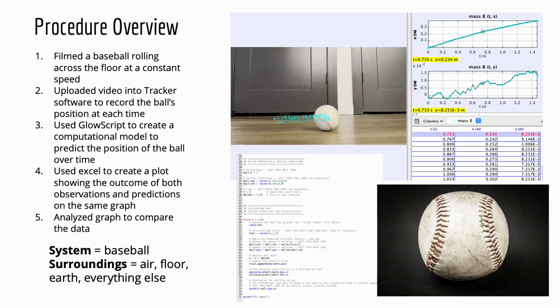I then uploaded the video into Tracker to record the ball's position at each time interval. I then used GlowScript to create a computational model using the same initial conditions to predict the position of the ball over time. I then used Excel to create a plot showing the outcome of both observations and predictions on the same graph. I then analyzed the graph to compare the data.